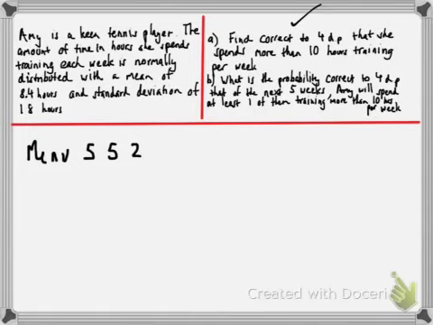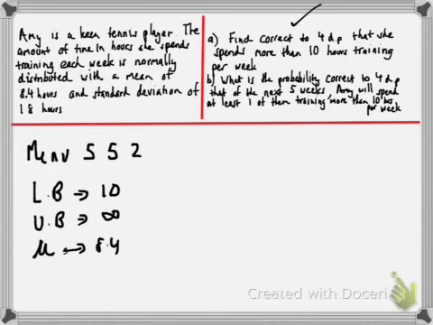Okay, so we're looking at more than 10 hours training. So our lower bound, LB for lower bound, is going to be 10. Our upper bound, it's greater than 10, is going to be infinity. Our mean from the question is 8.4 hours, and our standard deviation from the question is 1.8 hours. Okay, so we place that in our calculator. In normal CDF, we get a probability of 0.1870.